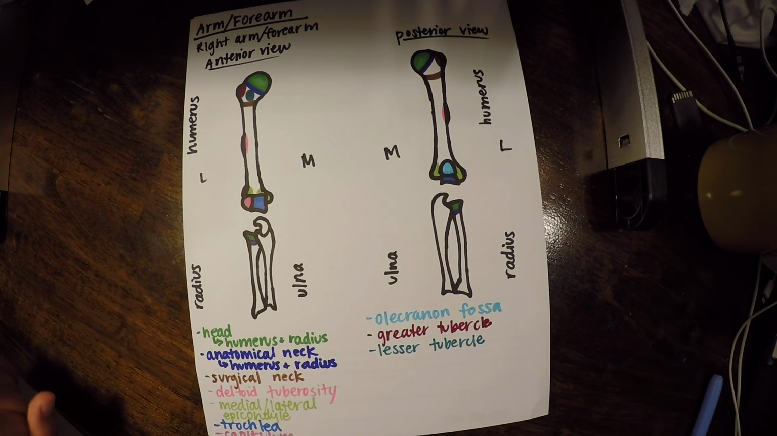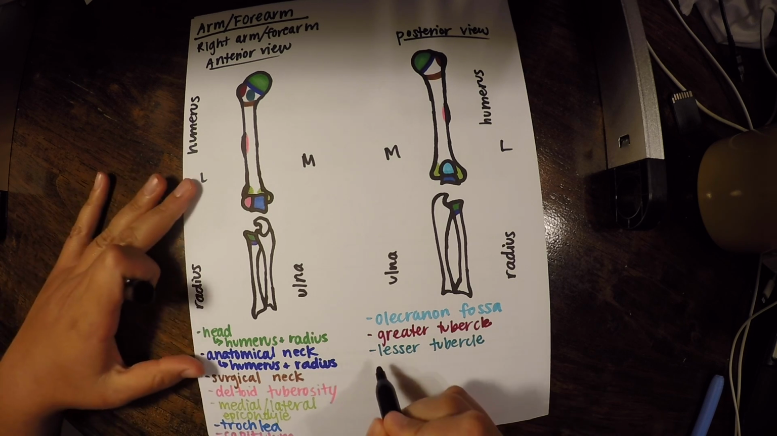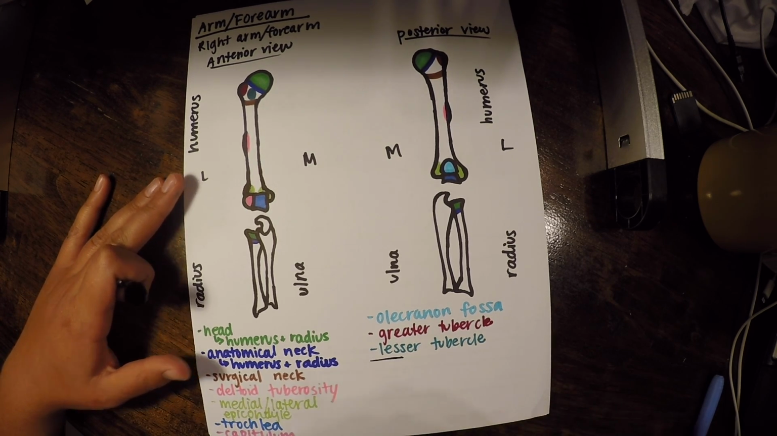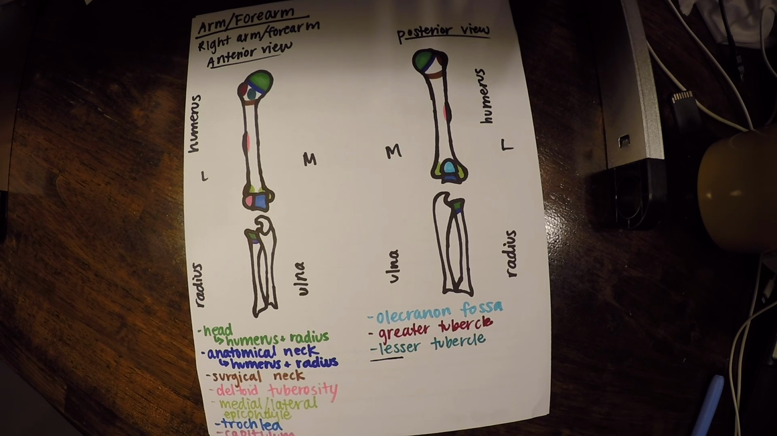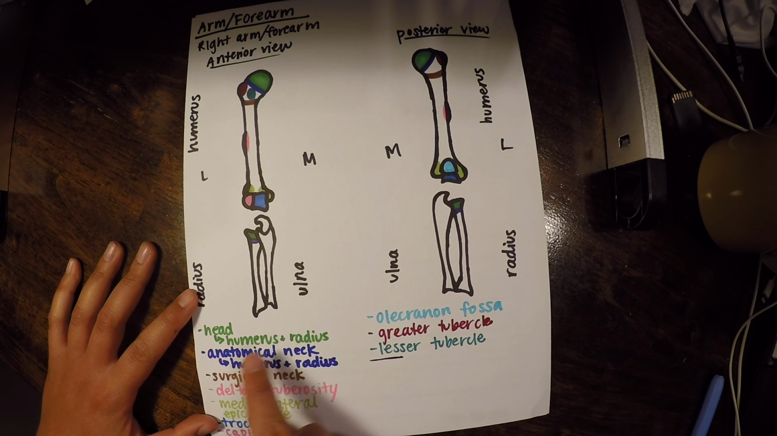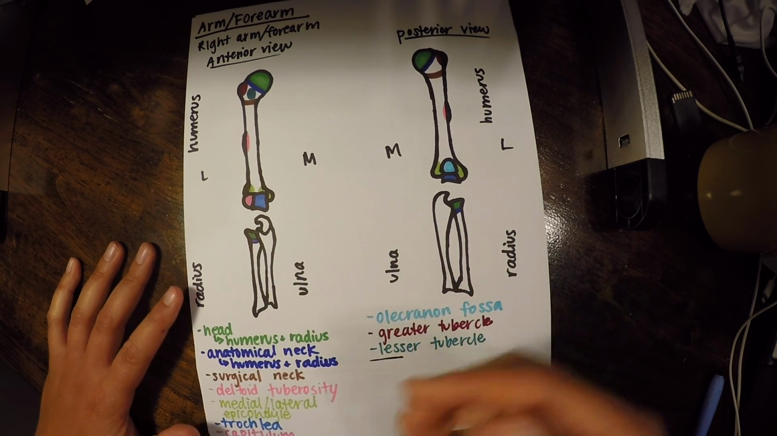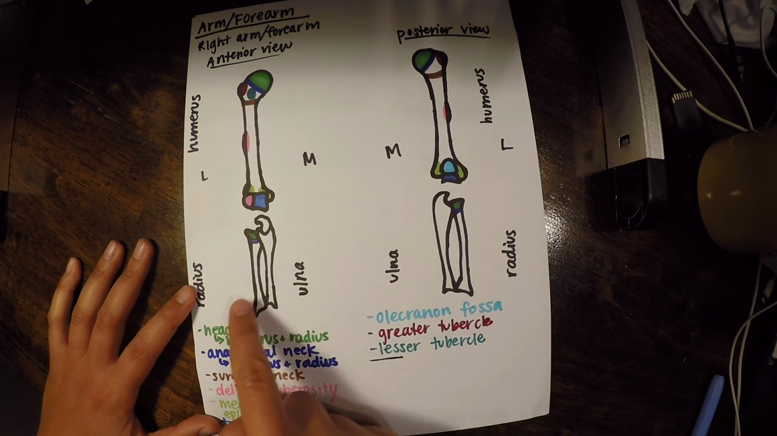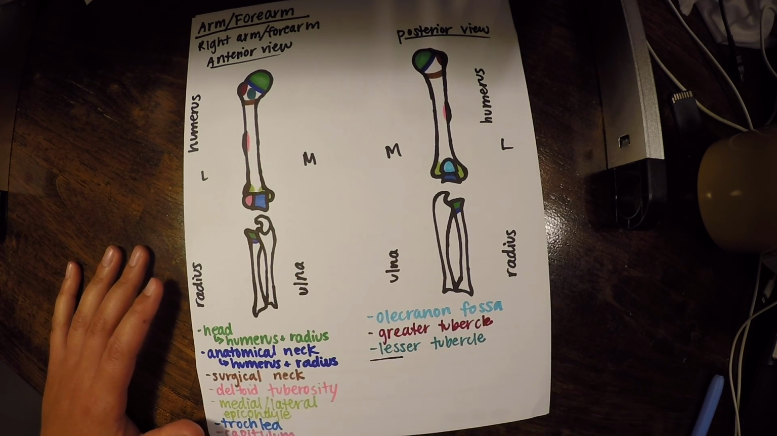Alrighty. Now let's start labeling things on the radius and ulna. So I'm just going to draw a little line here to signify that we're moving into things that are just on the forearm. The only thing that was shared for both of these was the head and anatomical neck on the radius, but now we're moving into just forearm territory. So again, remember your ulna is always medial, your radius is always lateral in anatomical position.